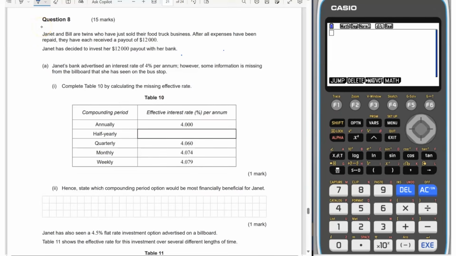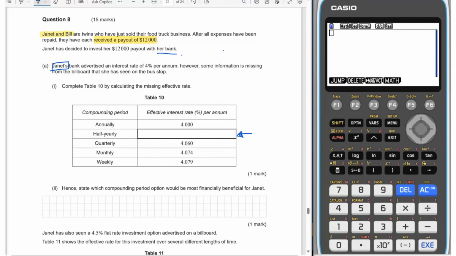Question 8 is a financial modelling question, and we're going to compare two different strategies for investing some money. And the two people that we're going to be looking at as we go through are both Janet and Bill, and they're twins and have just sold a truck business, and they've each got $12,000 to invest. Now, Janet is the one we start with, and she's going to put her money in the bank to earn interest, and her options are kind of given in table 10 below, and we're asked to fill in this missing effective interest rate.